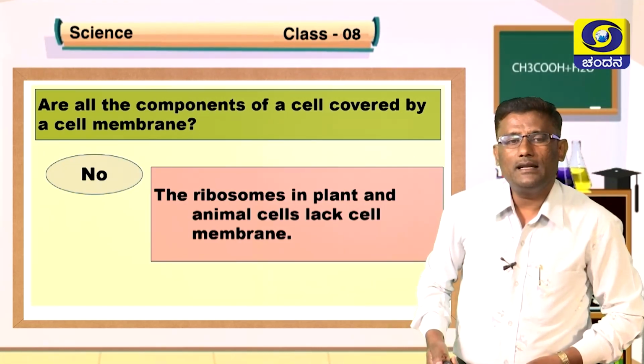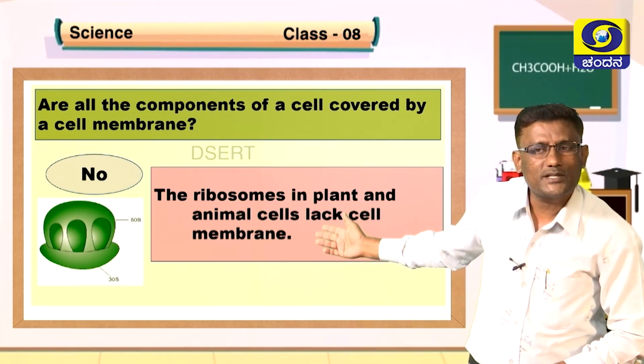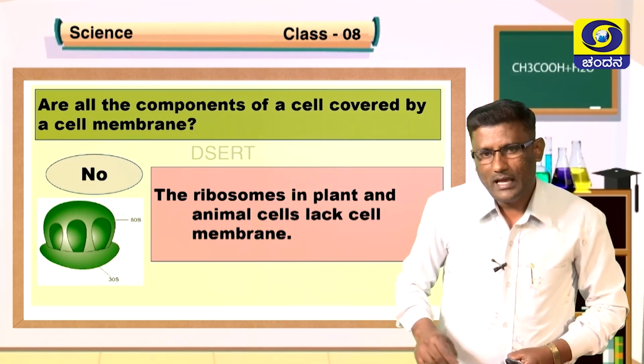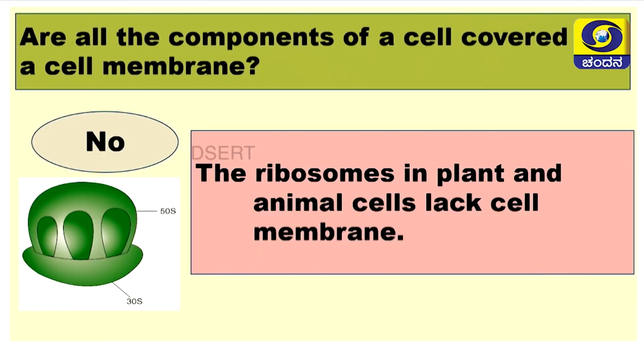For example, you can see here the structure of the ribosomes. Ribosomes are present in both plant cells as well as animal cells, and they take part in the process known as protein synthesis. Since ribosomes are involved in protein synthesis, they are considered the protein factories of the cells. In the case of ribosomes, the cell membrane is absent.